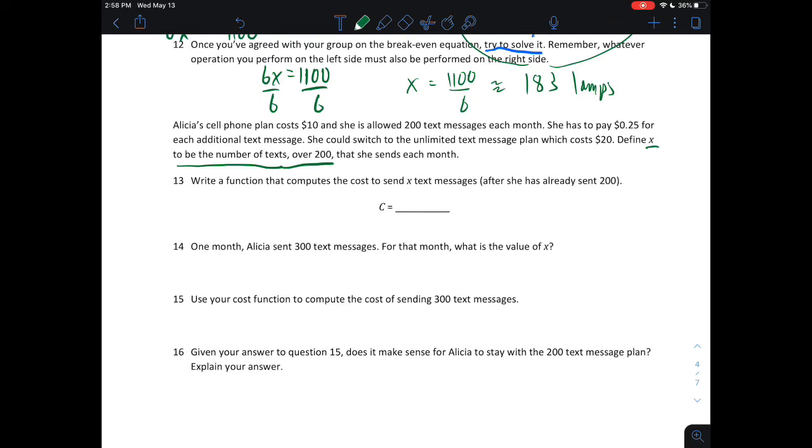So number 13, write a function that computes the cost to send x text messages after she has already sent 200. So here you can think of this like the cost that we had for selling lamps. There's a fixed cost, which is $10 that she has to pay.